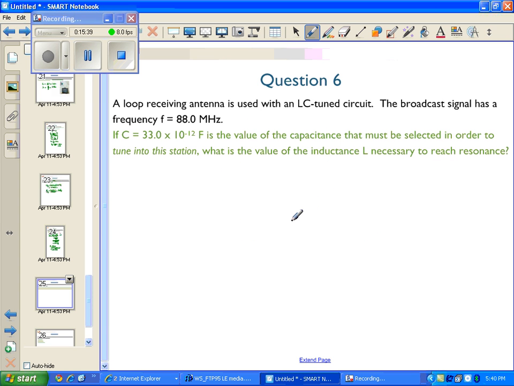Next question. We are told that a loop antenna is used as a tuning circuit, an LC tuning circuit, to resonate with a broadcast signal of 88 megahertz. Now in this case the capacitance is not variable, it's constant, but the inductance is variable. If the capacitance is 33 e to the minus 12 farad, what is the inductance necessary to resonate with this frequency of broadcast? Well, we start with the relationship that the resonant frequency is equal to 1 over 2 pi times the square root of L times C.